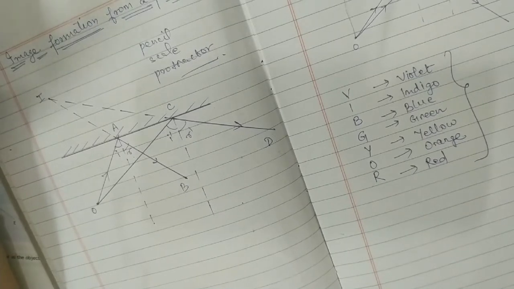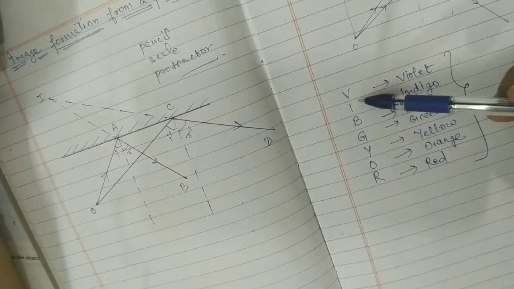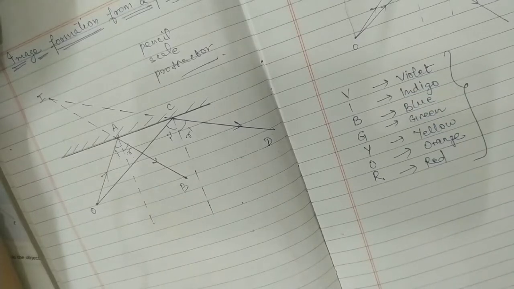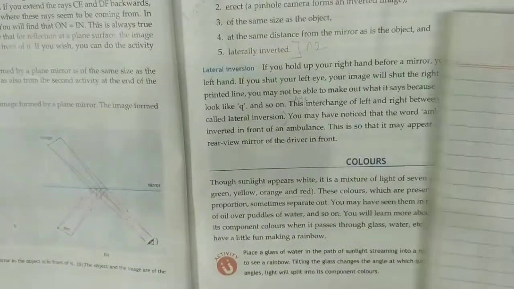So these are the 7 colors which white light is made up of. Okay, so white light contains these 7 colors. In order to learn which colors are there in white light, you can remember this Vibgyor. Fine.